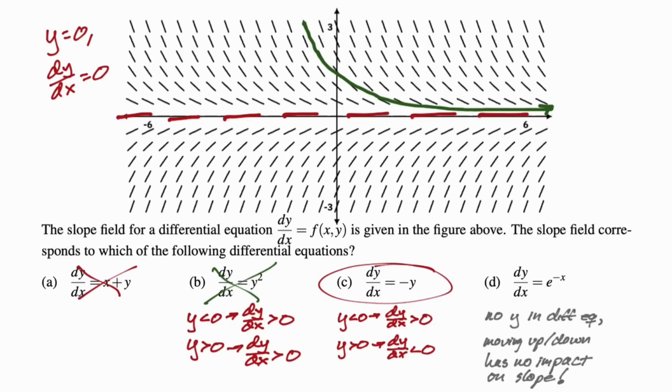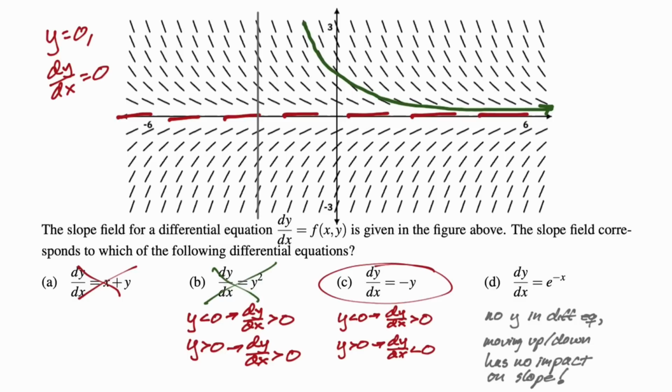Looking at dy/dx as e to the negative x, there is no y in that differential equation, right? Meaning if you move up or down, the slope should not change. So if we look at our slope field, moving up and down, the slope does change, right? When y is equal to 3, we get a different slope than when y is 0, and we get a different slope when y is negative 3. So since the slope is changing when y changes, there should be a y in your differential equation.